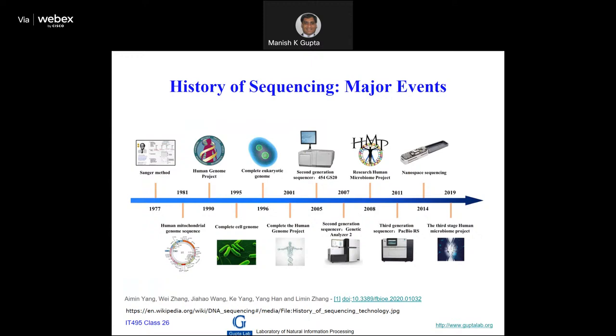Nanopore sequencing is a very, very unique discovery, as you can see it's just a pen drive kind of sequencer, very easy. And of course, as I mentioned, in our course the logo that we have given is a pen drive kind of sequencing and synthesis device, right? If both are combined in a single thing, you can use it quite often. And then the third stage of the human microbiome project.